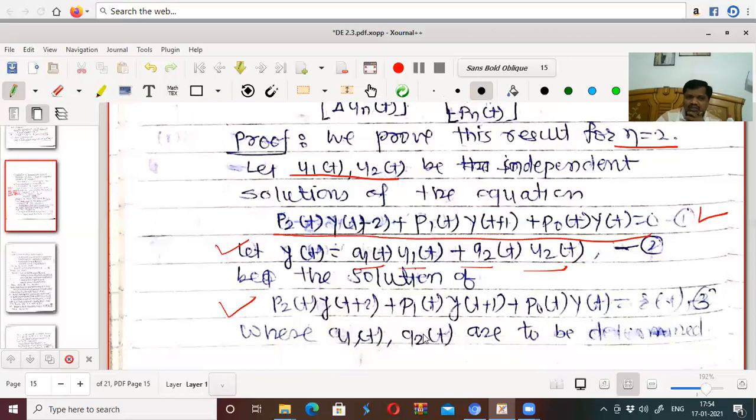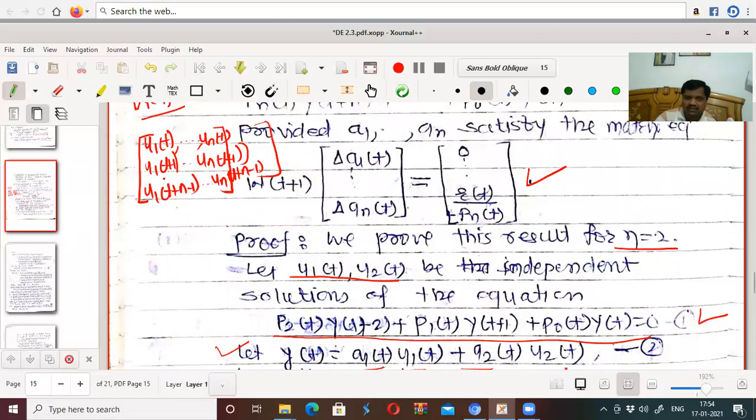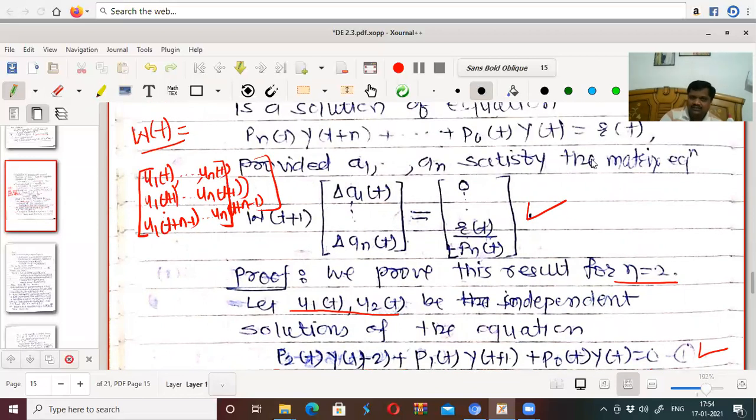Now, what is to be proved here? We have to show that if this y(t) is a solution of equation 3, then a1(t), a2(t) must satisfy such a system. Now, if there are only two, u1 and u2, second order, then the system becomes W(t+1) into delta a1(t), delta a2(t) equal to the right hand side, meaning 0 and R(t) upon P2(t). It should be there.